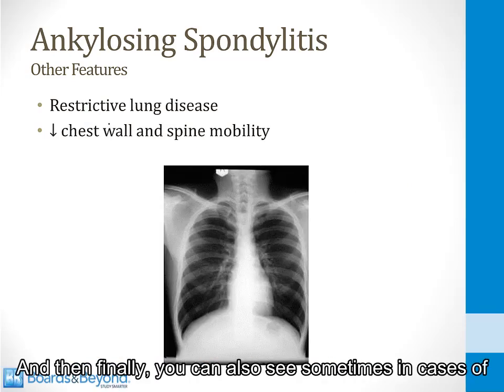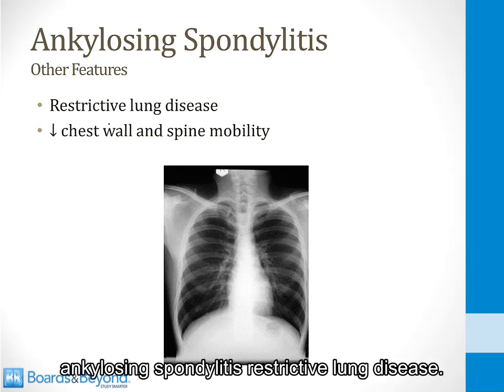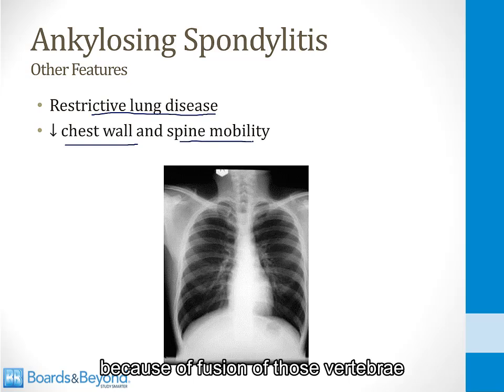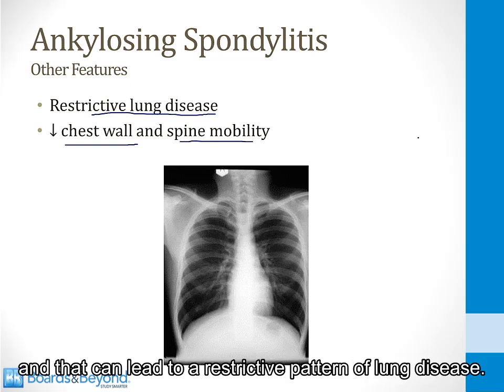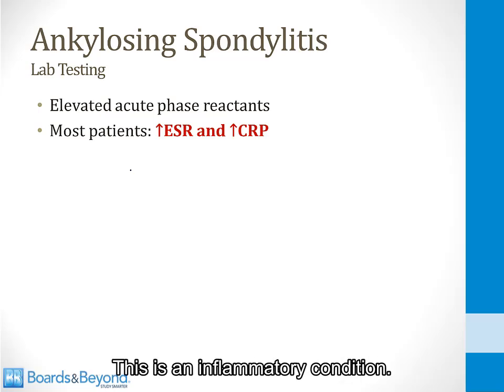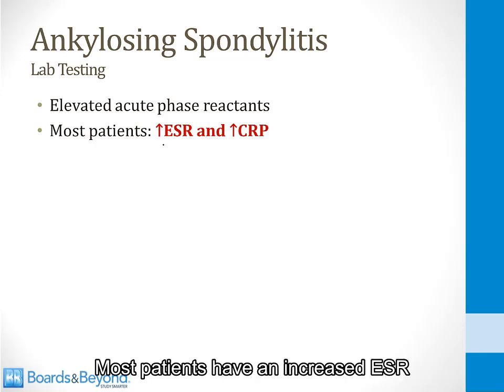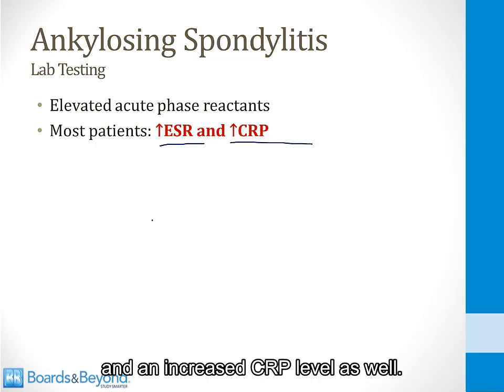And then finally, you can also sometimes see restrictive lung disease in cases of ankylosing spondylitis, and the idea here is that the patient's chest wall and spine are poorly mobile because of fusion of those vertebrae like I showed you before, and that can lead to a restrictive pattern of lung disease. This is an inflammatory condition, so on blood testing you will see elevation of the acute phase reactants. Most patients have an increased ESR and an increased CRP level as well.